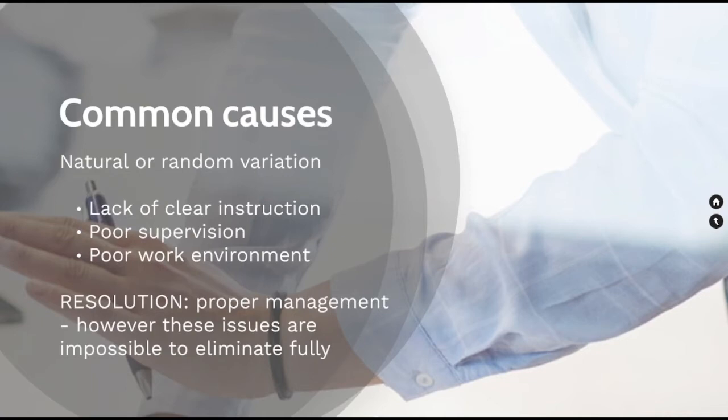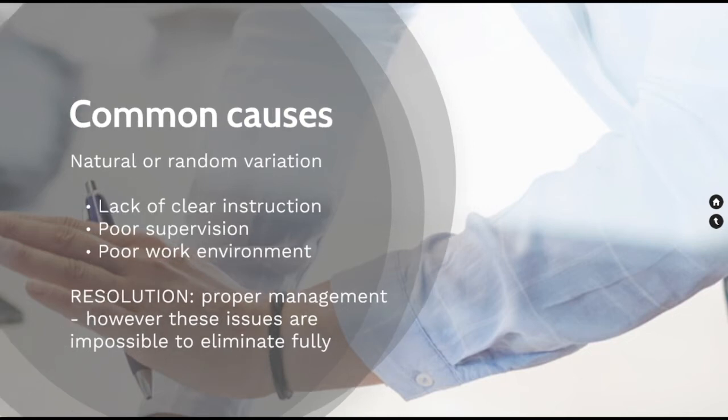Common causes tend to be acceptable in most processes, as the process is thought to then be stable and therefore predictable. Examples of common causes can include lack of clear instructions given by management, poor supervision, or even a poor working environment. They require a seeing to from the higher ups, but the elimination of these problems is virtually impossible.